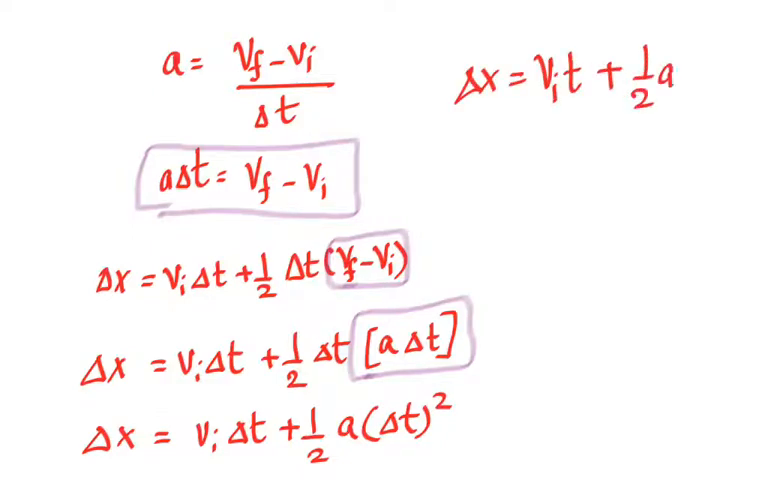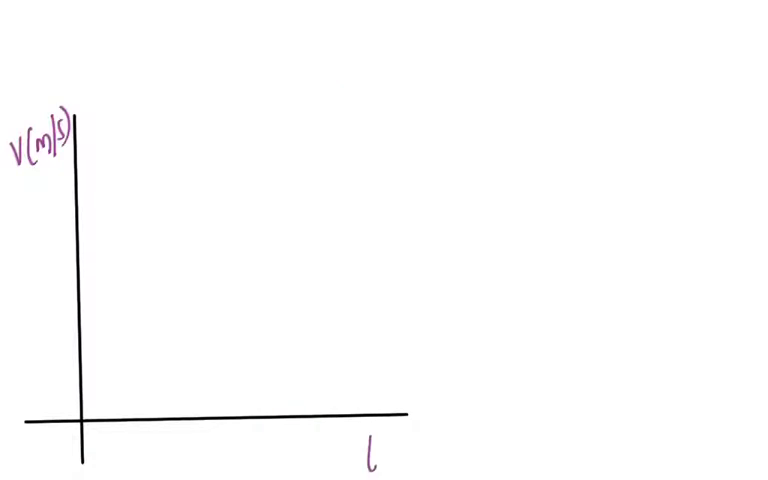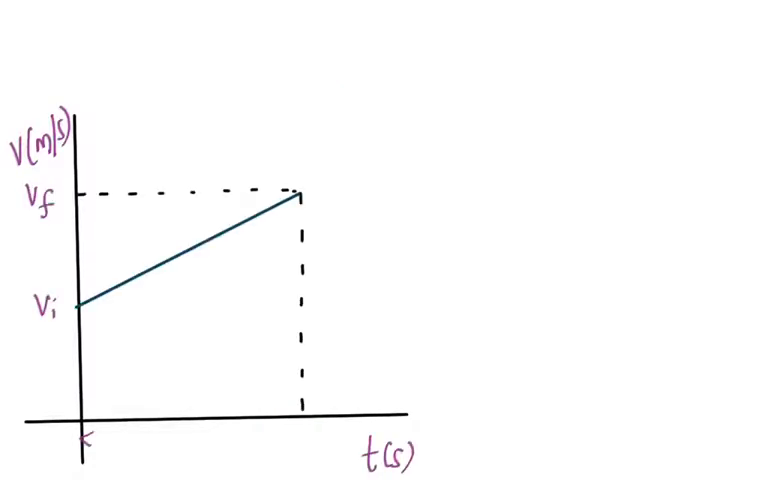And we said that delta t can also be replaced just by t. So our equation becomes delta x equal to vi t plus half a t square. That is our second equation of motion. Let's look at the third equation of motion, how to derive it.